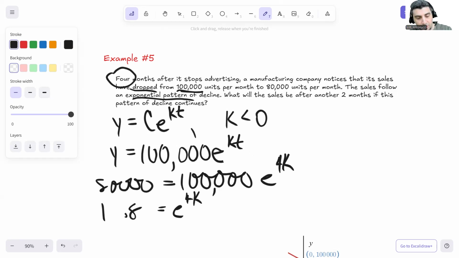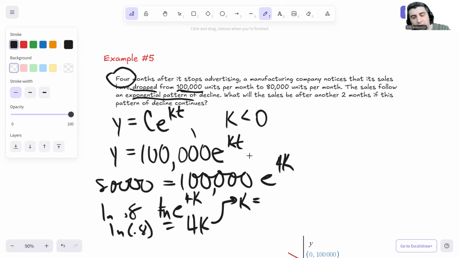you would have natural log of 0.8, which, by the way, since the value in the natural log is less than 1, natural log of 0.8 is going to be less than 0, equals 4K. So K is natural log of 0.8 over 4. So that's approximately negative 0.0558.